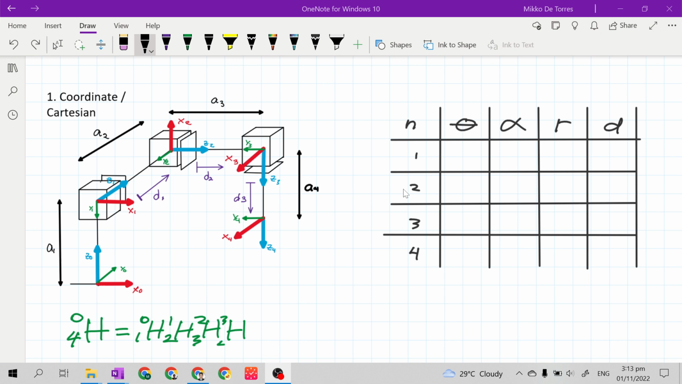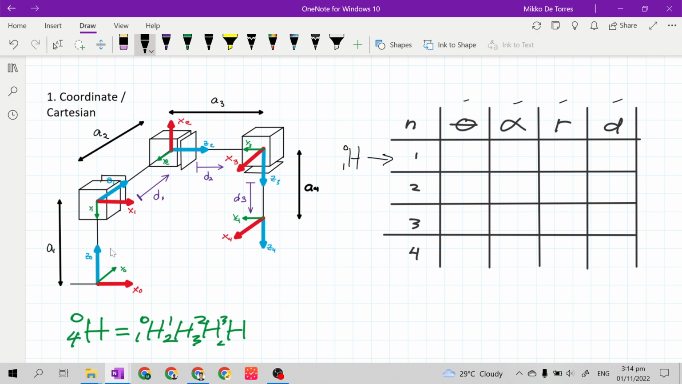We will start filling out the columns of theta, then next the columns of alpha, then the columns of r, and lastly the columns of d. Again, we will start from frame 0 up to frame 1. So this is the homogeneous transformation matrix 1, relative to frame 0.